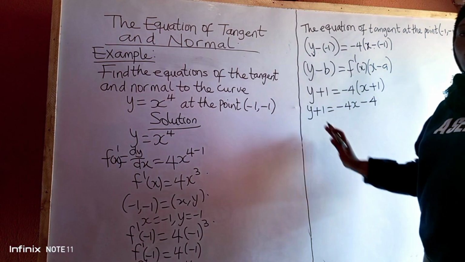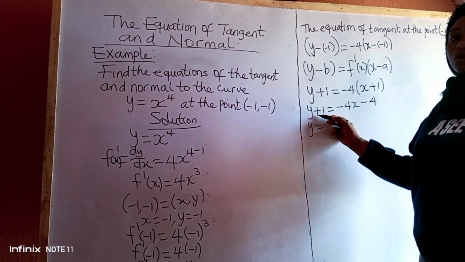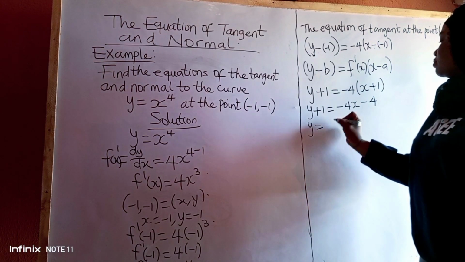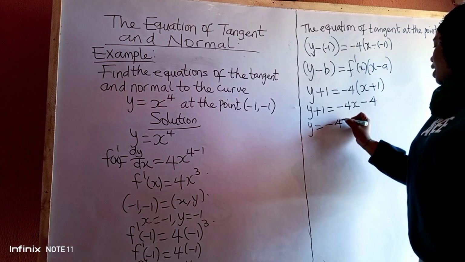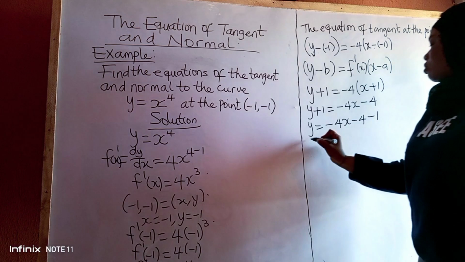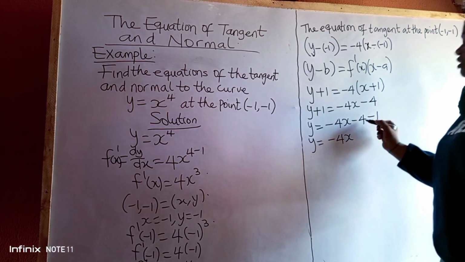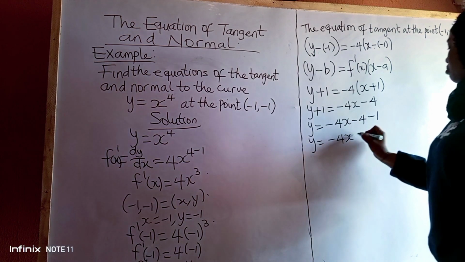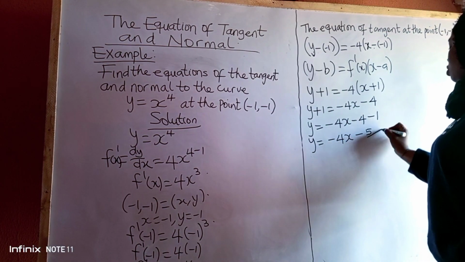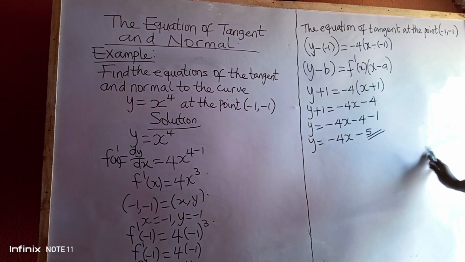So I want to make y the subject, so I have y is equal to, that means I have to subtract 1 from both sides. So minus 4x minus 4 then minus 1. So y is equal to minus 4x minus 4 minus 1 gives me minus 5. So that is the equation of the tangent at the point minus 1 comma minus 1.